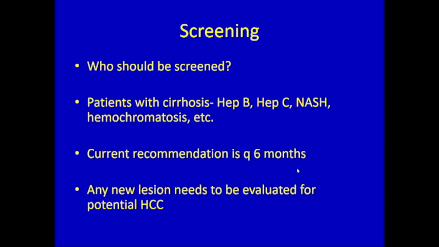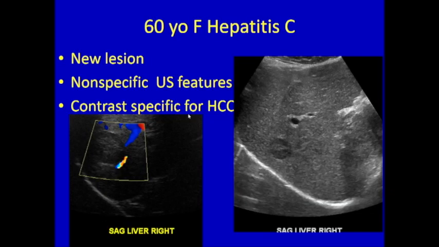These patients are currently screened every 6 months because that's been the most cost-effective way to find significant cancer. Basically any new lesion in these folks with cirrhosis has to be evaluated for potential HCC. It doesn't matter what the cause of the cirrhosis is, it's the cirrhosis that sets up the goal for the screening. So what do they look like? Well, any new lesion, non-specific ultrasound features, Stephanie's going to be talking about this. Basically, I need contrast to tell whether it's going to be an HCC.